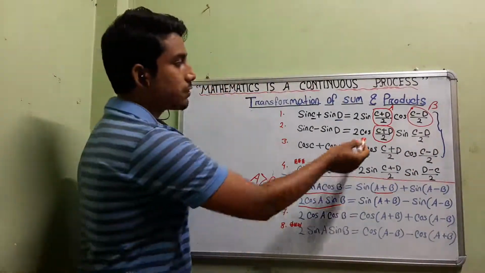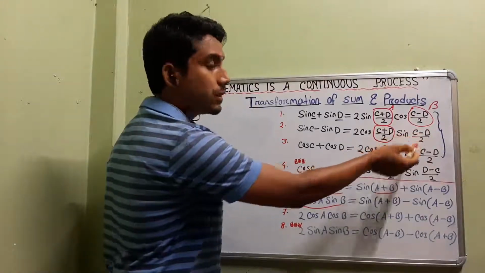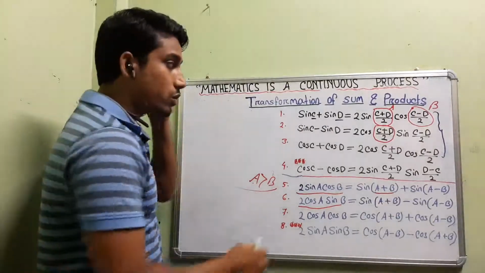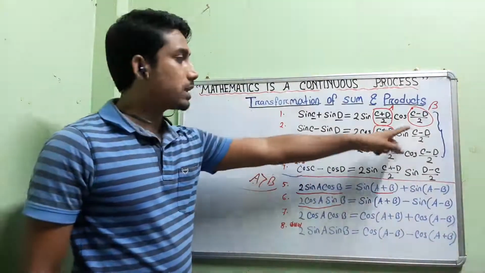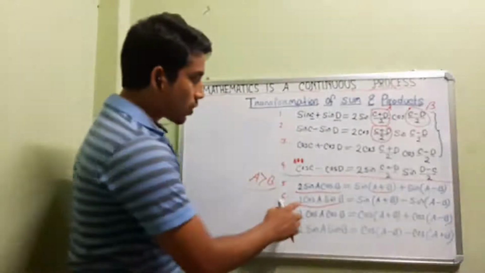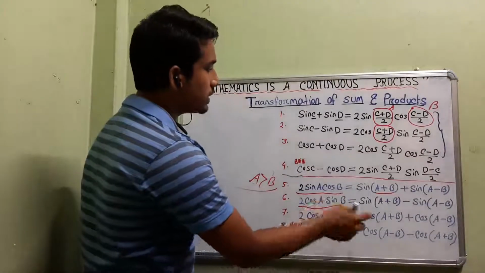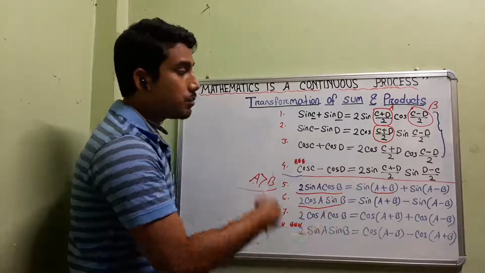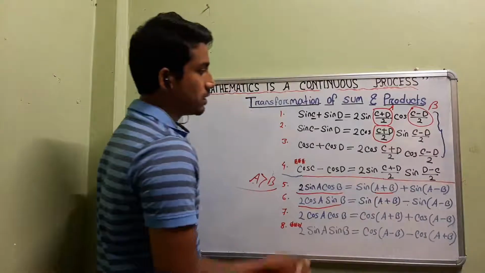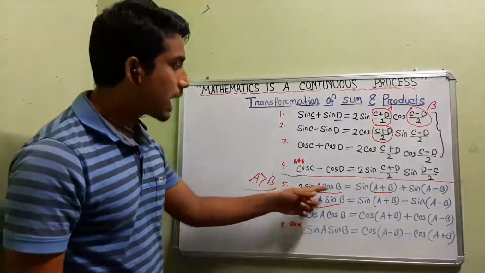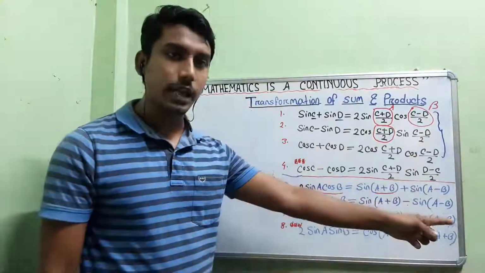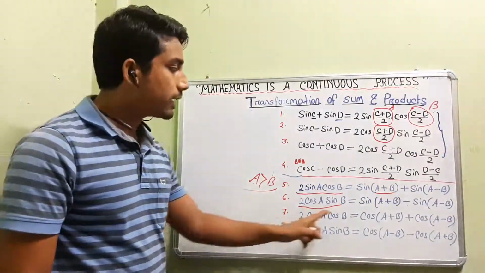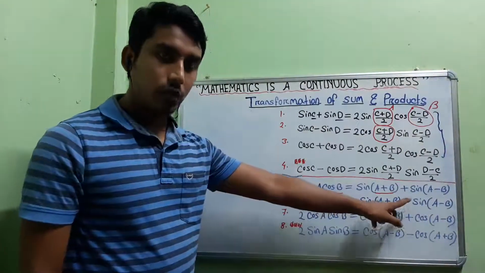In that case, cos is taking the sum and sine is taking the difference, that means cos is taking the bigger angle and sine is taking the smaller angle. Obviously the sum is the bigger angle and the difference is the smaller angle. So for 2 cos A sin B, it will be sin (A plus B) minus sin (A minus B). The thing will be minus. That is the only difference. If it is 2 sin A cos B, then sin (A plus B) plus sin (A minus B). If cos is taking the bigger angle, then that one will be minus.